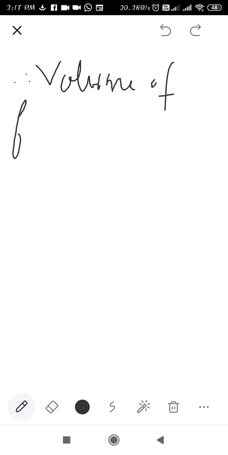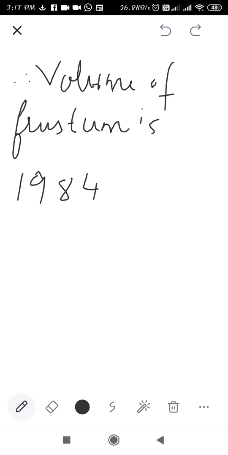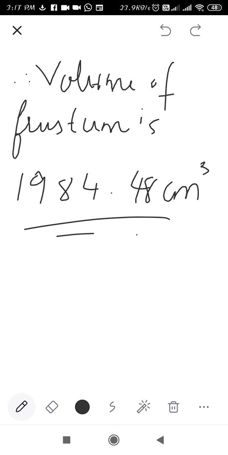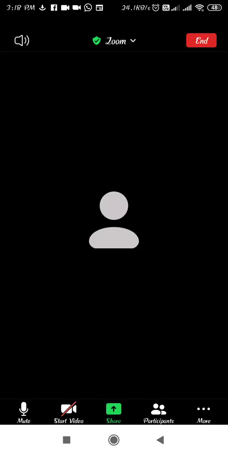Okay. So therefore volume of frustum is 1984.48 centimeter cube. Since it's volume, it will be in cube. Okay, centimeter cube. So that's your final answer. Okay. So here we have completed second question. Next question. Question number 3.